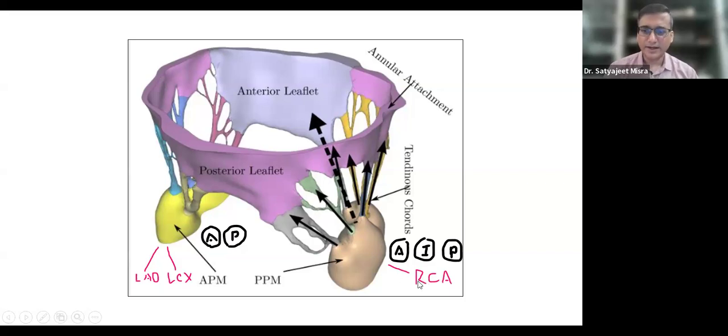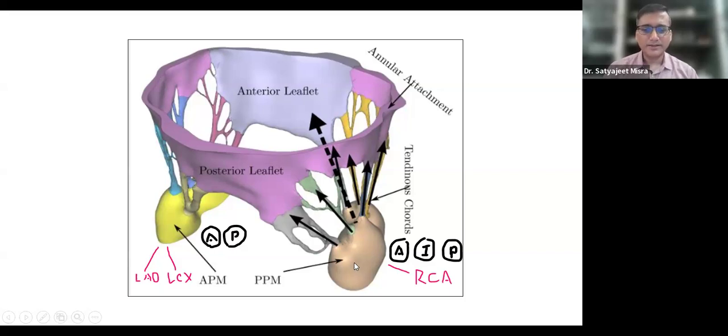In the right dominant circulation, it is the right coronary artery that supplies the posterior papillary muscle, and in the left dominant circulation, it is the circumflex that supplies the posterior papillary muscle. This arrangement of the coronary artery distribution to the papillary muscles is important, because usually coronary artery abnormalities impact the posterior papillary muscle because of the single supply.